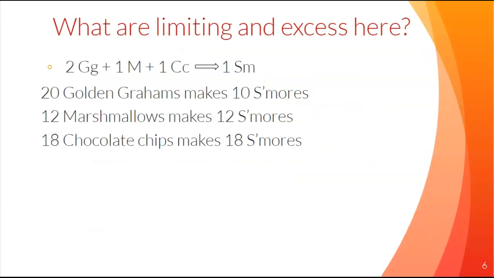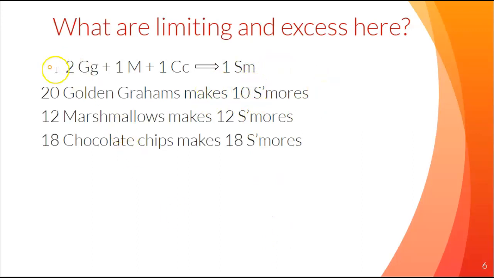Okay, so let's go back here. Obviously, then our limiting reactant would be our golden grams. Our excess, we would have 2 excess reactants. That would be marshmallows and chocolate chips because we've got extra of those. Okay, so as you can see, the concept, not that complicated. One thing to note, though, is the limiting reactant isn't necessarily the smallest number, right? 20 golden grams was actually our biggest number, but since it takes 2 of them to make a s'more, right, that's why that was limiting.